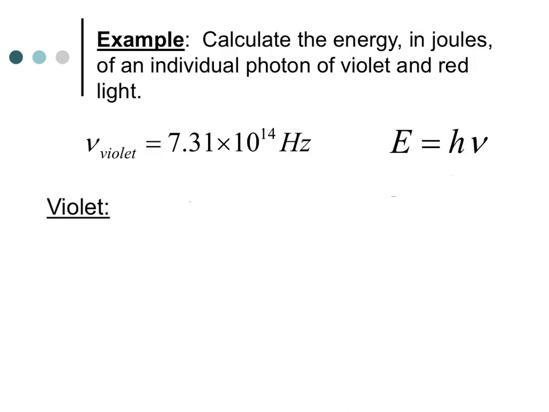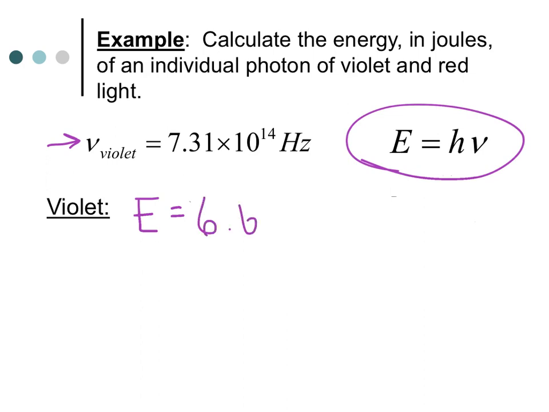Now let's calculate the energy of those violet and red lights from before. So here I have the frequency that we determined earlier. Now I want to use that to find the energy. So for the violet light, I'm going to start with the energy is equal to, we have our formula here, Planck's constant. So Planck's constant was 6.63 times 10 to the negative 34th joules times seconds.